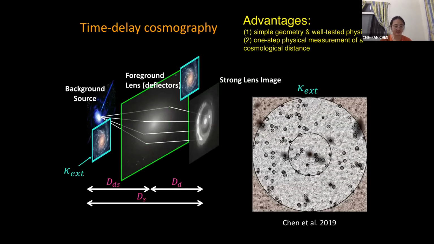And another important piece of information is the environment. We can use the galaxies around our lenses to determine whether the lens system is embedded in an underdensity or overdensity region by comparing the number counts with a control field. So the environment information will also affect the size of the distance and hence the H0.